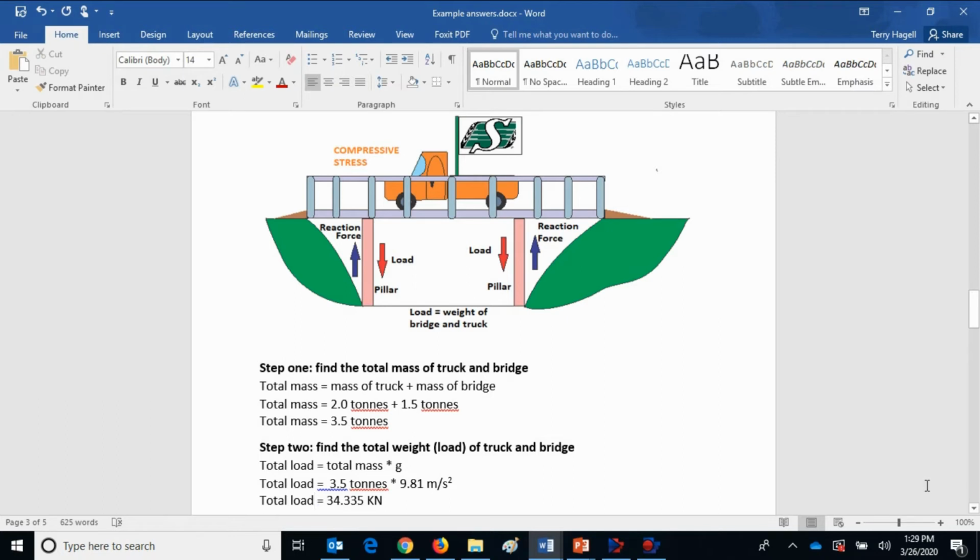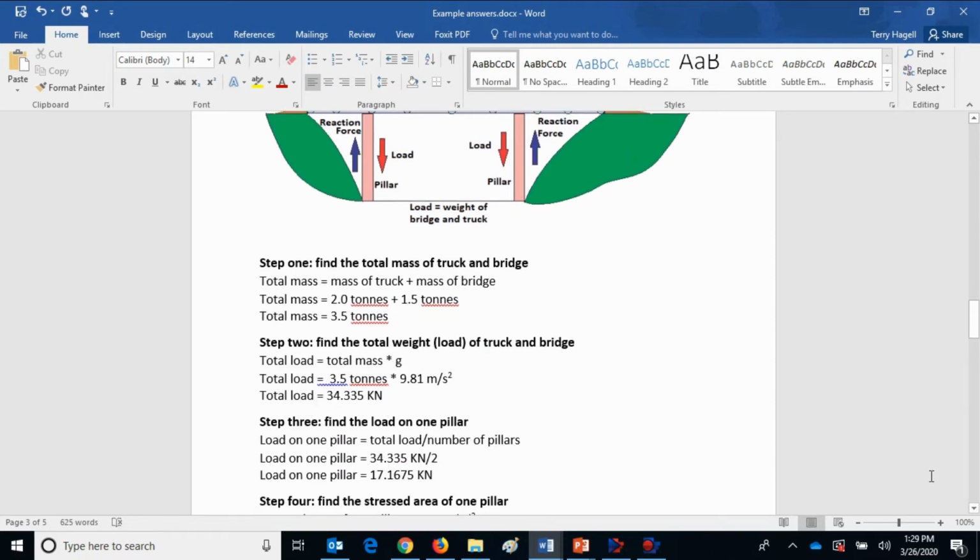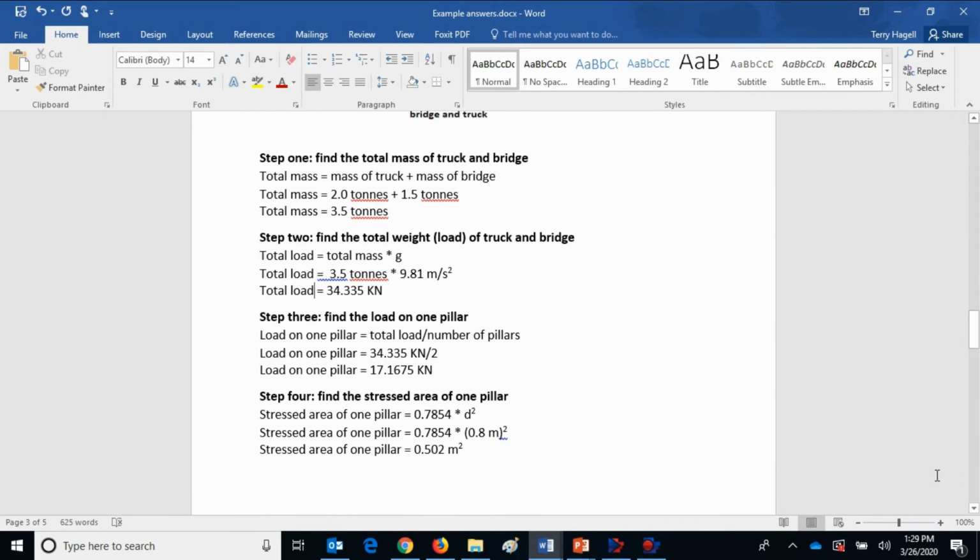Step 2. Changing mass to weight. Total load, or weight, equals the total mass times G. Total load works out to 34.335 kilonewtons. Step 3. Find the load on one pillar. Load on one pillar equals the total load divided by the number of pillars. Load on one pillar is 34.335 kilonewtons divided by 2. Load on one pillar equals 17.1675 kilonewtons.